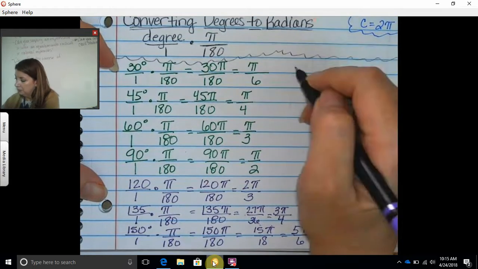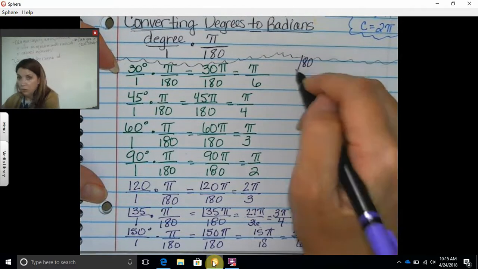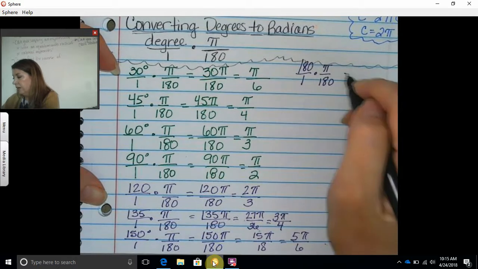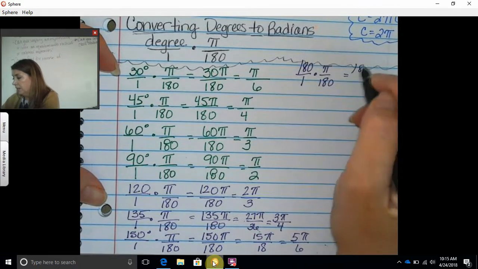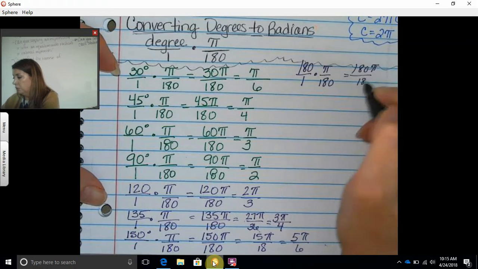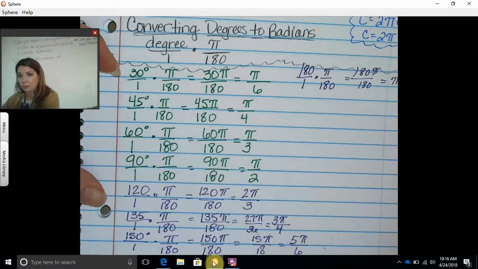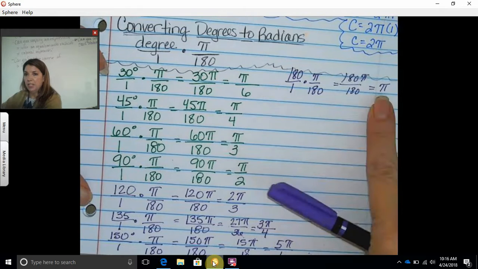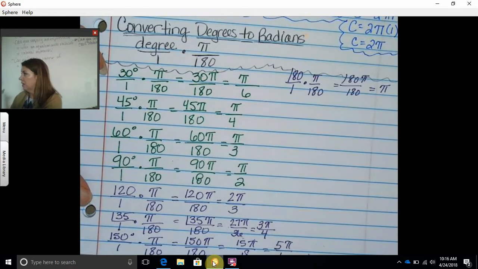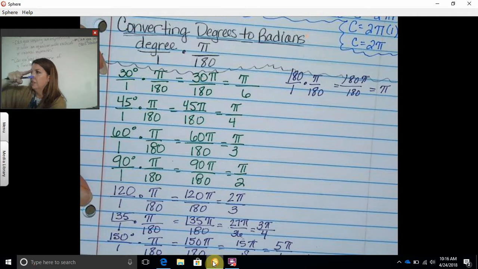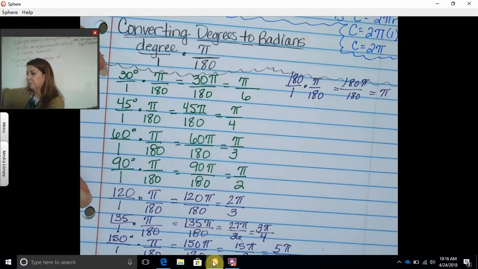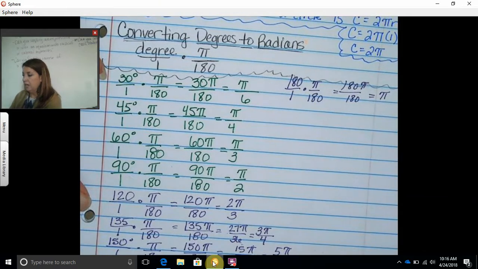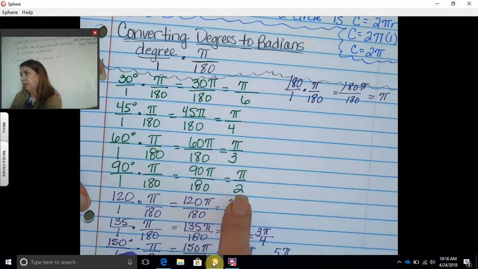And let me go ahead and do 180 degrees. I'm going to have to come up here. 180 over 1 times pi over 180. Right, that's just going to be pi, right? Because it's going to be 180 pi over 180, which will just reduce to pi. So 180 degrees is equal to pi radians. Well, that makes sense if the circumference is 2 pi, right? If half is pi, then a whole time around is 2 pi. So 180 degrees is pi. And that makes sense for 90 degrees, it's just half of pi.